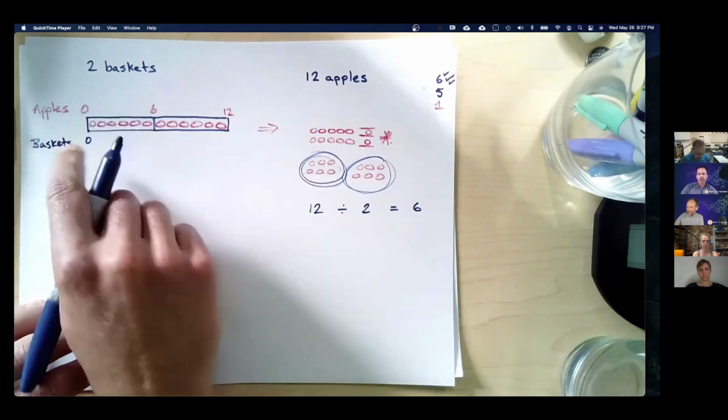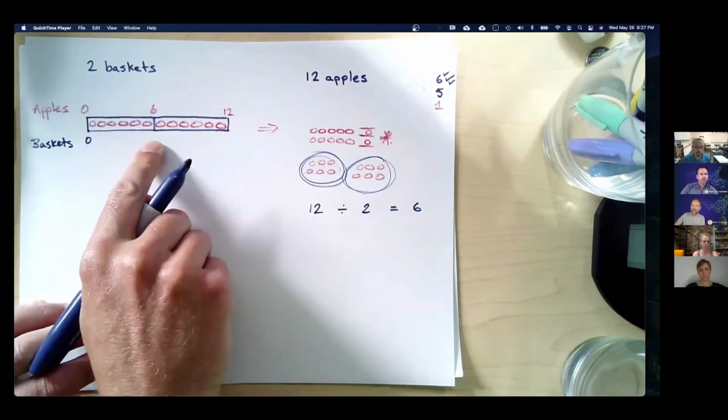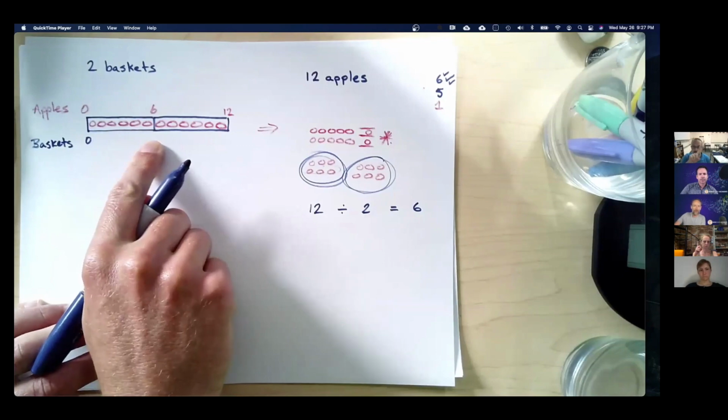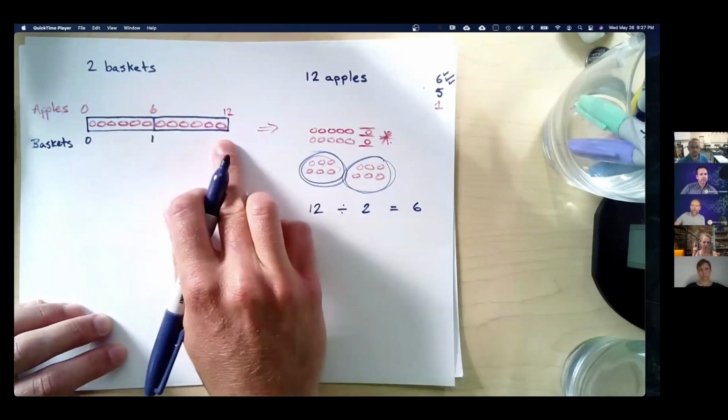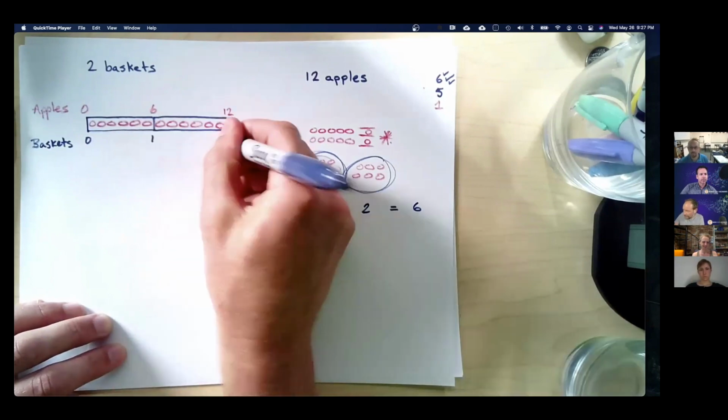Here I have 0 baskets. How many baskets would I have at this point, do you think? I've got 1 basket. Fantastic. How about over here? 2 baskets. Awesome. And here's the best part.